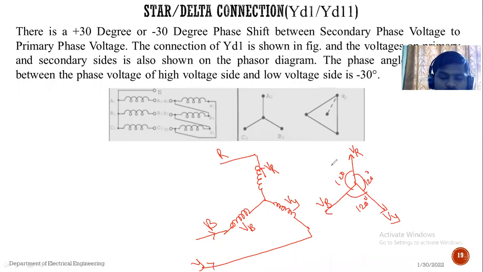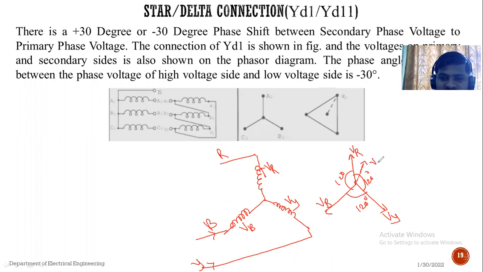Now the other phase, that means the phase of the delta connected system, is lagging behind the primary, which may be a star connected system, by 30 degrees. Suppose we are drawing like this, 30 degrees lagging: the secondary side VR phasor in the delta, the phase voltage VRY.